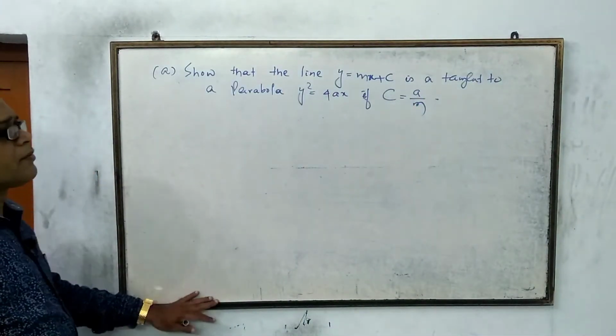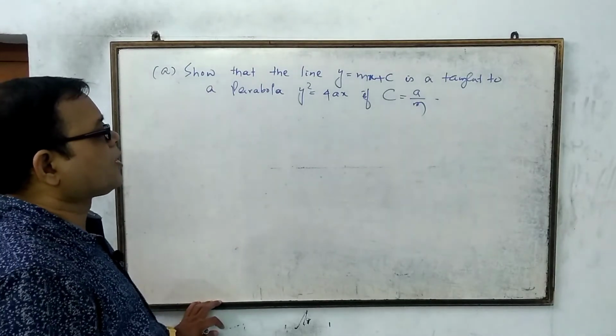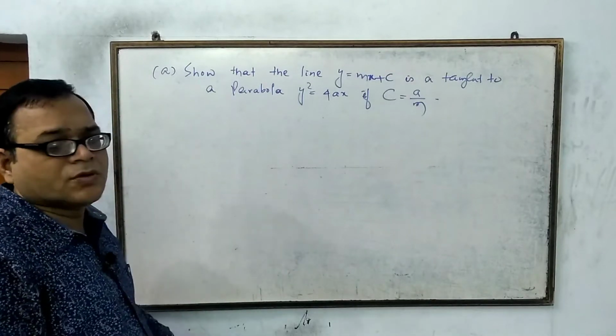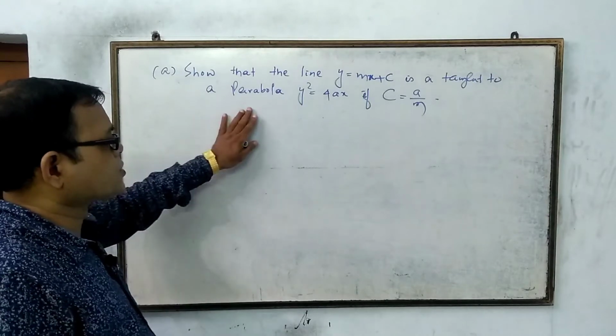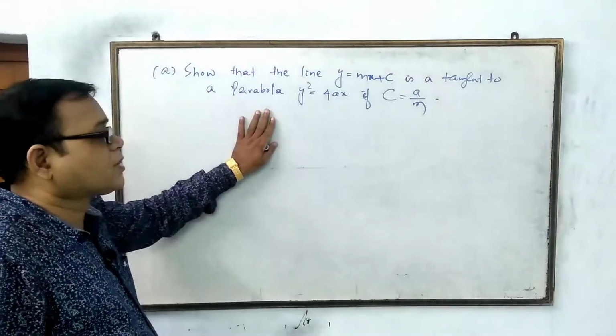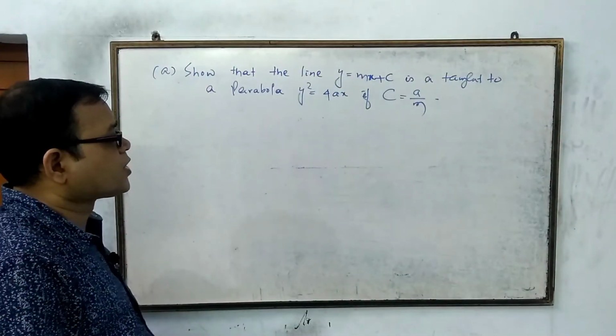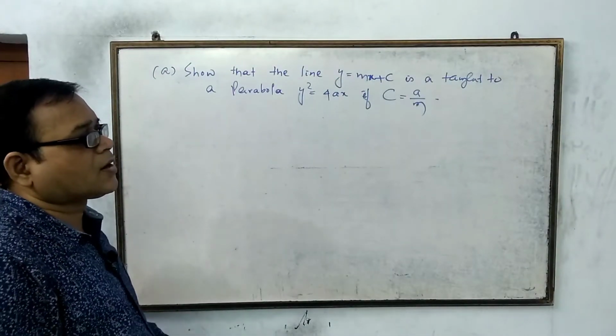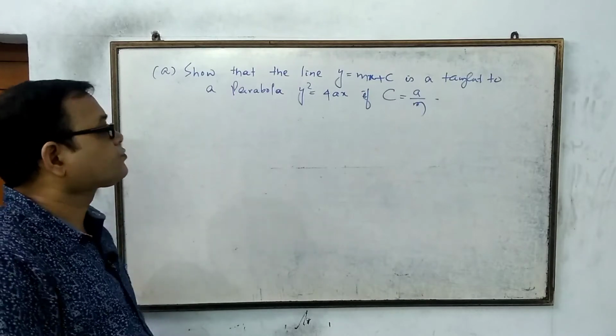Question: show that the line y equal to mx plus c is a tangent to a parabola y square equal to 4ax if c is equal to a by m. This is a very important question and is a selected question of this exercise, as well as it is needed for all types of students who are preparing for the class 12th board exam.